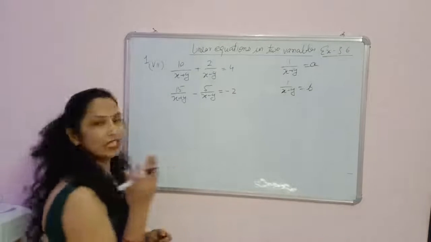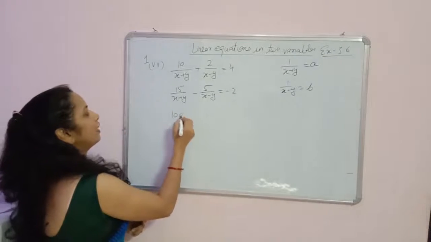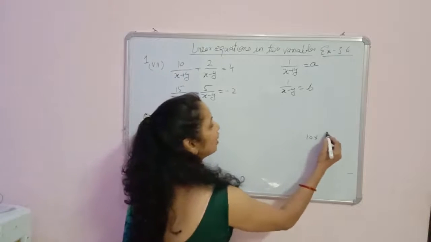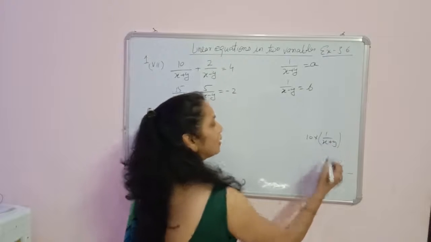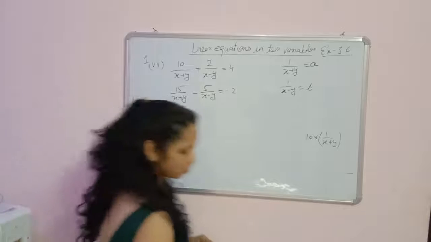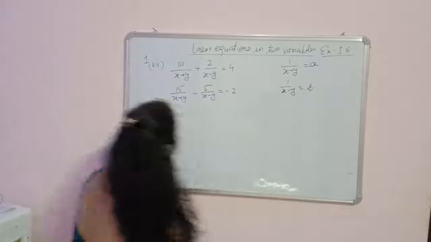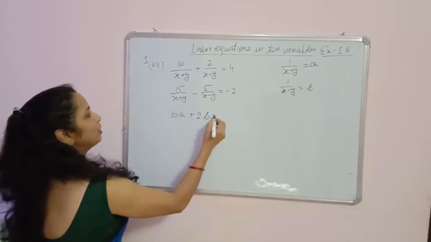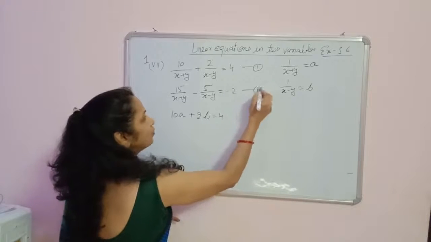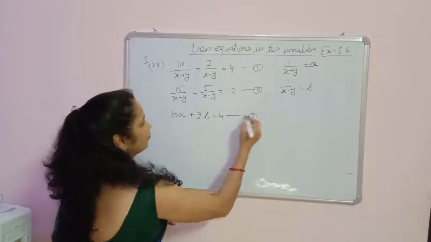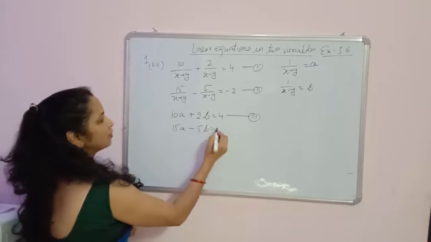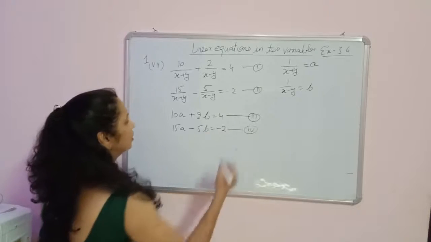So what will be the equation now? It will be 10a. In place of 1 upon x plus y, again you can write 10 into 1 upon x plus y, and in place of 1 upon x plus y we know that it is a, so we will write it like 10a. So 10a plus 2b is equal to 4. If you are writing these equations as 1 and 2, you will write this as the third equation. And the fourth one is 15a minus 5b is equal to minus 2. This is the fourth equation.